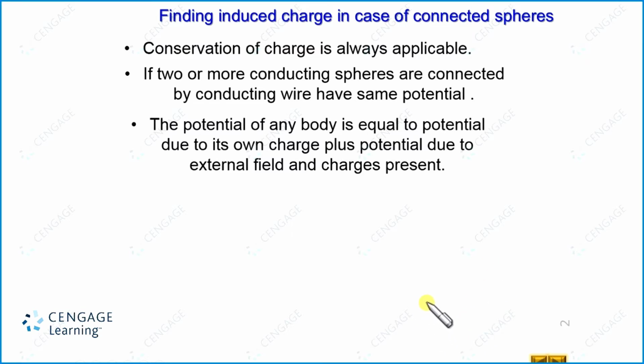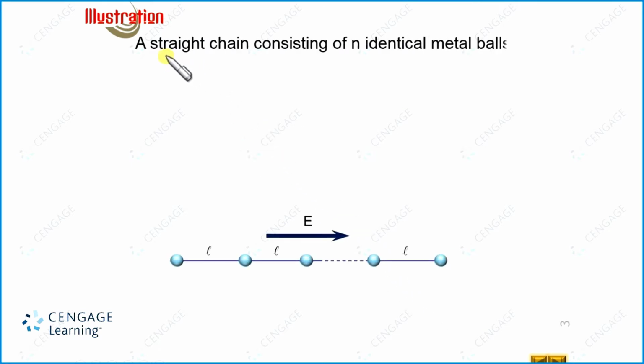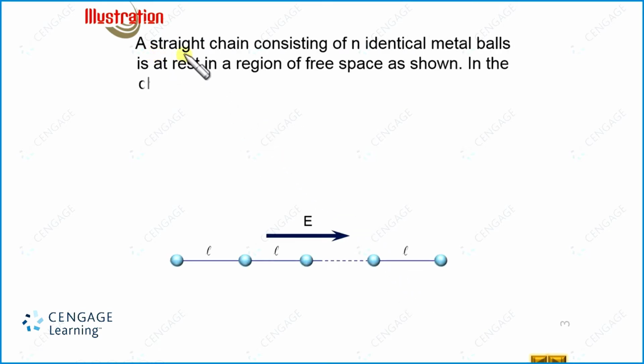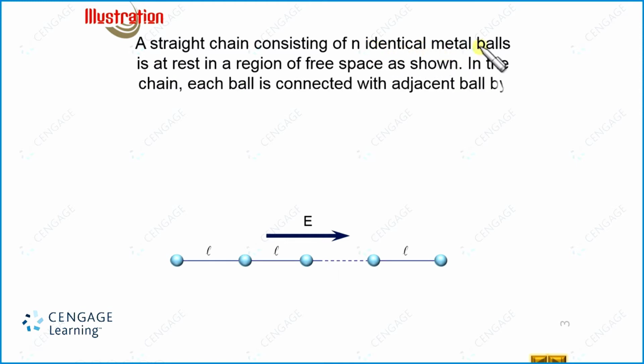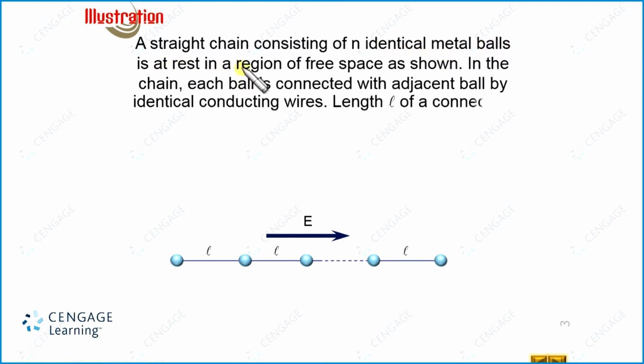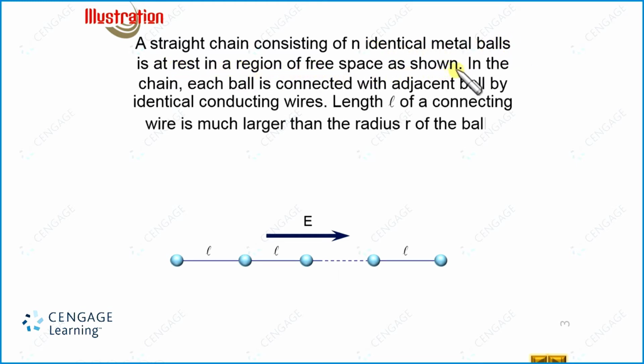So let us move to the first illustration. In this illustration, it is given a straight chain consisting of n identical metal balls at rest in a region of free space as shown. You can observe here in this diagram, these are the n metal balls, identical balls, and there is free space, that means there is no other medium present.